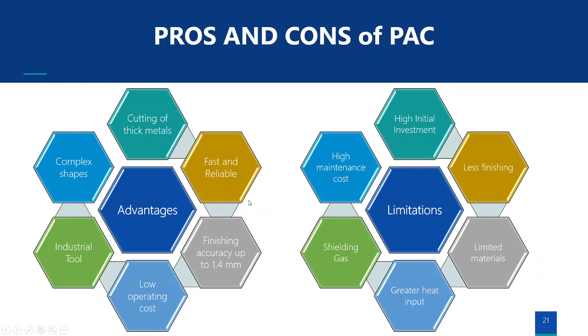But there are some limitations, like we have a very high initial investment, there is less finishing as compared to laser cutting. We can cut only limited materials that can conduct electricity. There is a very high heat input as compared to laser and flame cutting. We need a shielding gas to prevent the sensitive materials from corrosion, and there is very high maintenance cost.